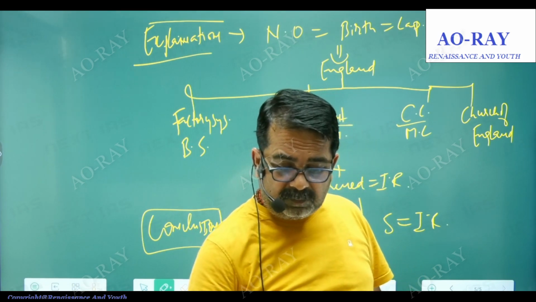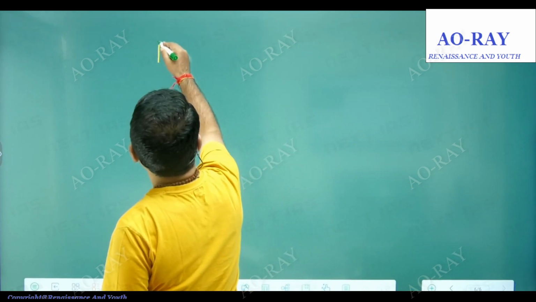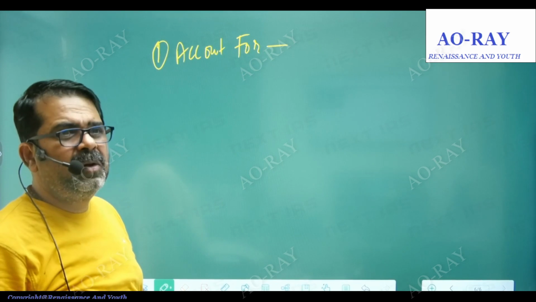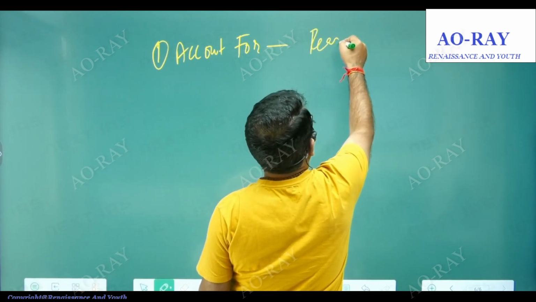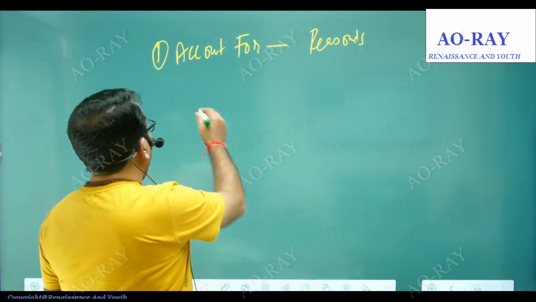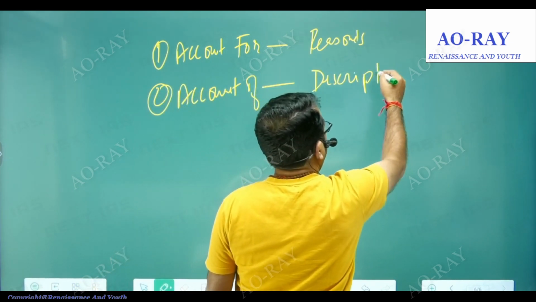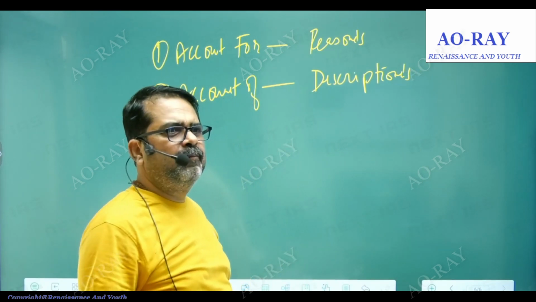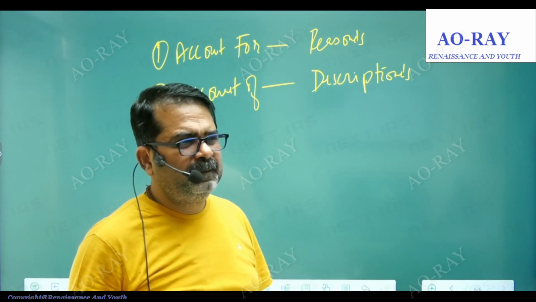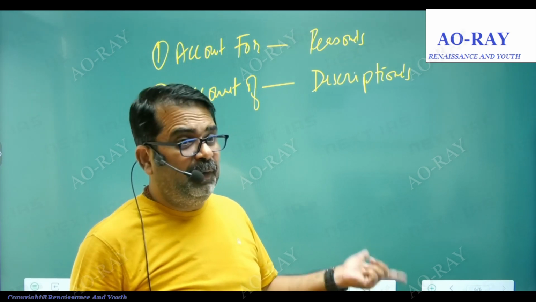Similarly, there are many words like account for. In this type of question, you have to tell the reasons. Account for, you have to tell the reasons. Account of, descriptions. The things change drastically. Account for reasons, account of descriptions.